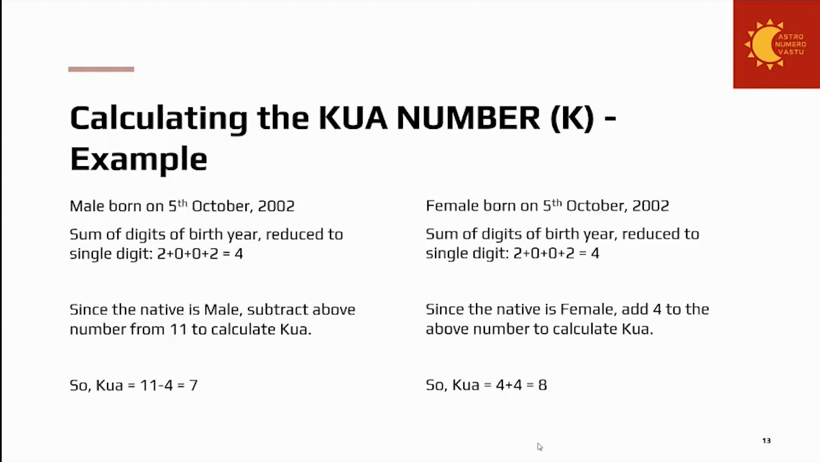Now another example, 5th October 2002. In this case, the sum of the digits of the birth year 2002 is 2 plus 0 plus 0 plus 2, which comes out to be 4. If the person is male, you will do 11 minus 4, and it will give you the result 7. And if female, then you add 4: 4 plus 4 will give 8. I hope it is clear to you how you have to calculate the KUA number.